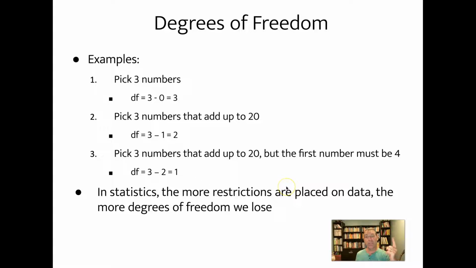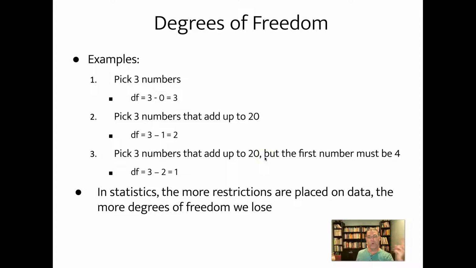That second score is free to vary. The third, so I got the second score now. First score has to be 4, second score can be whatever. Let's say it's a 10. First score is 4, second score is a 10. Third score is not free to vary. The first score and the third score were not free to vary. The first score had to be 4. Third score has to be whatever will allow those 3 numbers to add up to 20.